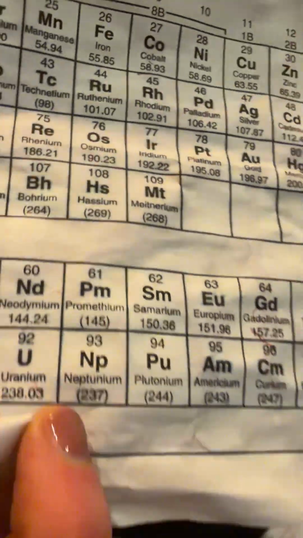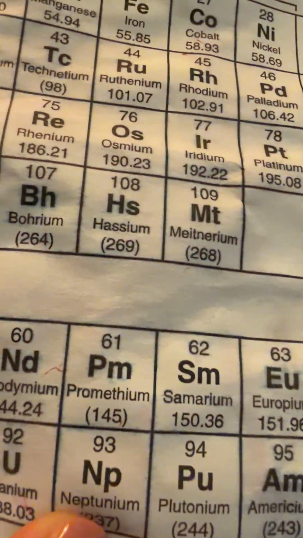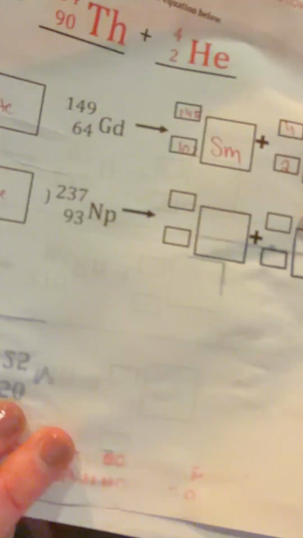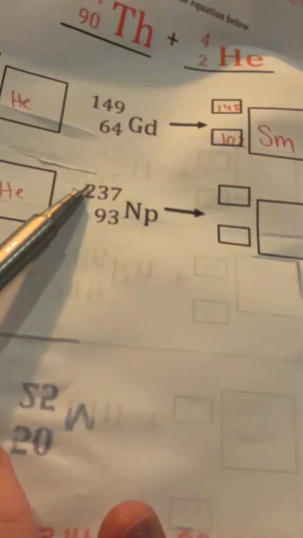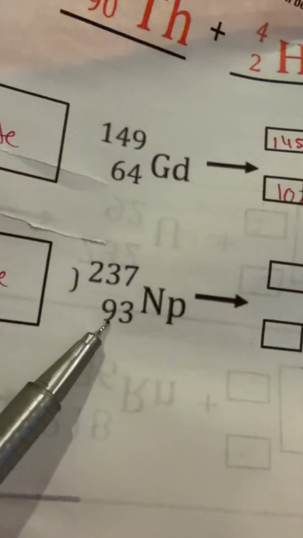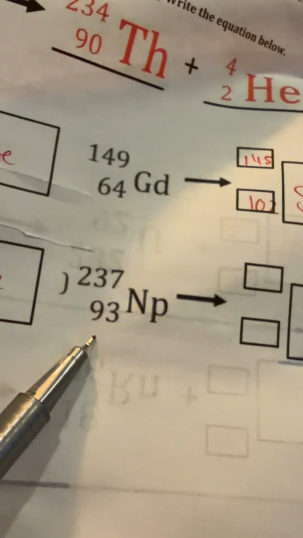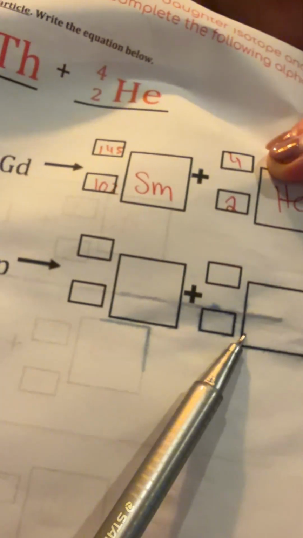All right, one more. Let's find NP. Neptunium. That one's fun. All right, so last one that we'll do together. NP is here. This is an unstable isotope. They already gave us the atomic mass and the atomic number, and it's going to give us 2 products.